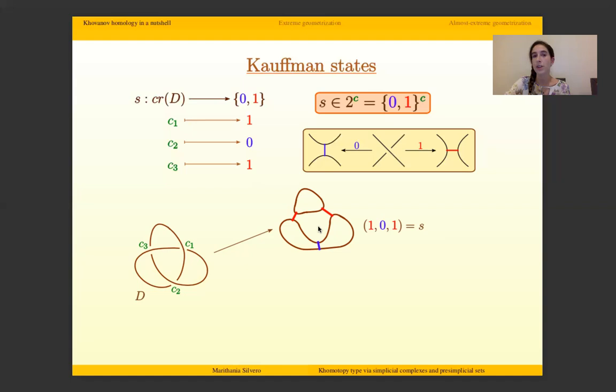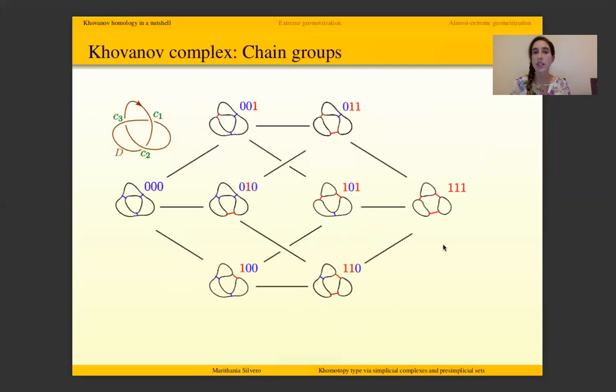Okay, I can consider other states, for example, the state associating a zero to every crossing, and the picture you get in this case is something like that. So these are Kauffman states. And once we have that, we can consider a cube associated to the diagram.